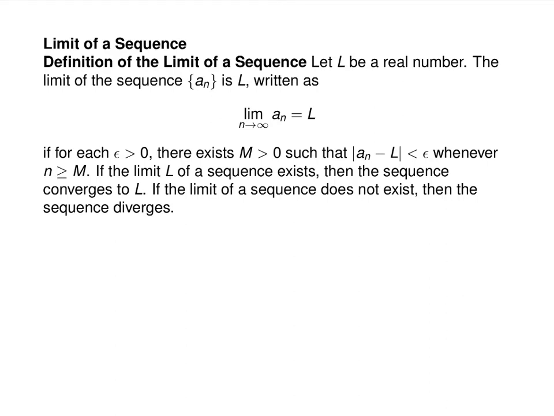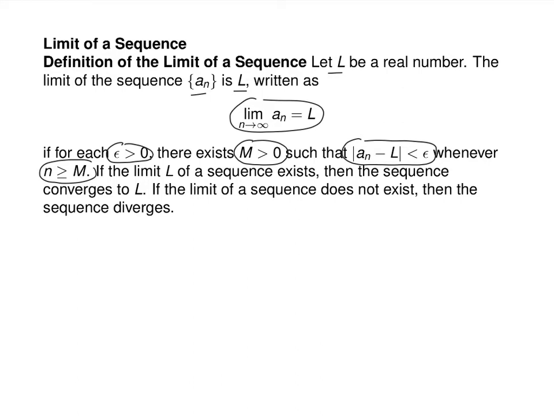Now we are going to focus a lot of our time in this lesson on finding the limits of sequences. So the limit of a sequence: we're supposing that L is a real number, and the limit of a sequence a sub n is L, written like this. Here's the very technical definition. We'll talk about it a little bit in layman's terms as well. If for every epsilon bigger than 0, there is a positive number M, such that the absolute value of a sub n minus L is less than epsilon, whenever n is bigger than or equal to M.